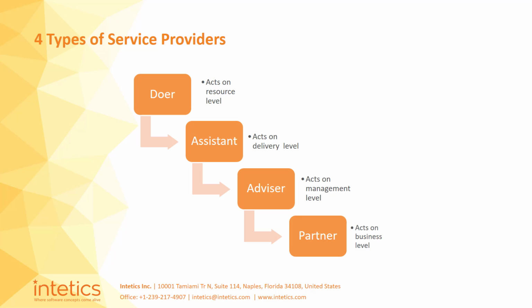As you can see in the screen picture, the first one is doer. Providers of this type provide resources, have no domain knowledge, and make no business analysis. The second one is assistant. It works at the delivery level, makes technical suggestions and proposals, and manages part of the project. Providers with advanced domain knowledge, who run part of the entire project planning and are in charge of management activities, we call advisors. And the last one is partner.